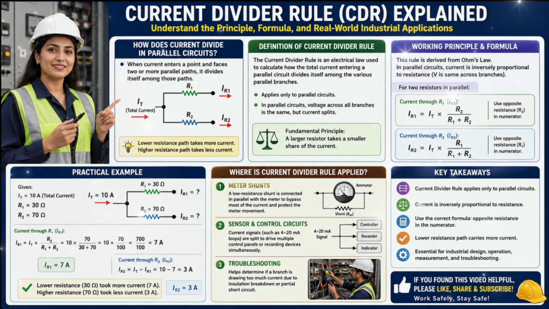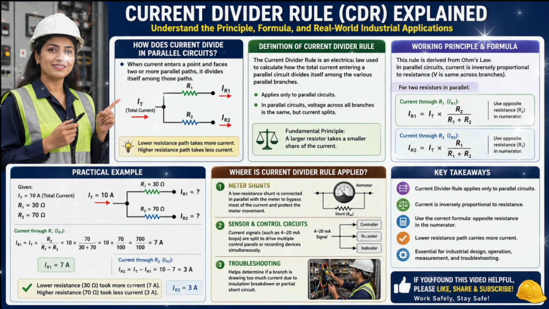Working principle and formula. Next, let us see how the working principle operates. This rule is entirely derived from Ohm's law. Because the voltage across all branches in a parallel circuit is equal, the current is inversely proportional to the resistance. To calculate this, we use a specific formula. When you have two resistors connected in parallel, the formula to find the current through the first resistor, which we will call IR1, is IR1 equals total current multiplied by R2 divided by the sum of R1 plus R2.